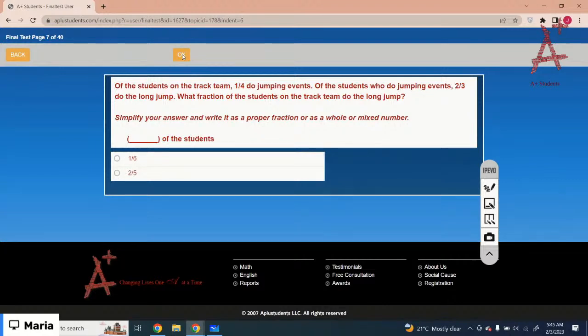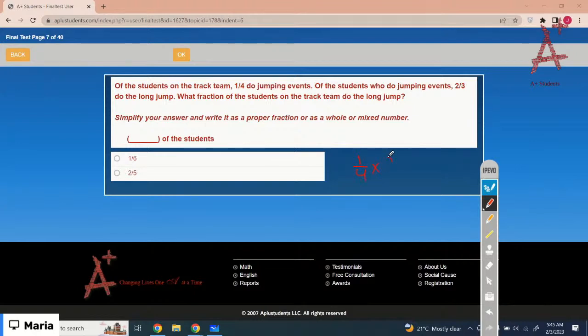Of the students on the track team, 1/4 won the jumping event. Of the students who do jumping events, 2/3 do the long jump. What fraction of the students on the track team do the long jump? So you have to calculate 2/3 of 1/4. Got it?